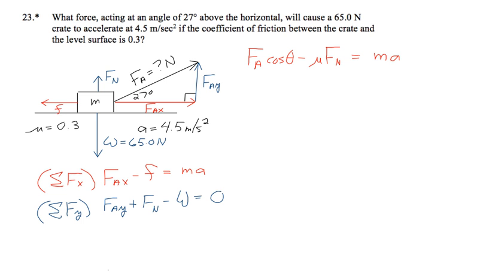My second equation, I'm going to replace this with F_A. This is the opposite side, so opposite and hypotenuse, I'm going to replace F_AY with F_A sine of theta. Then I have plus F_N.